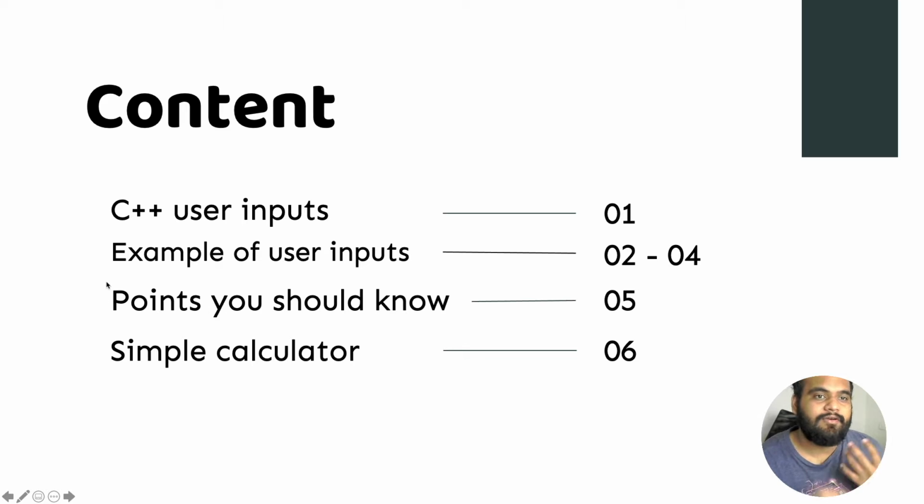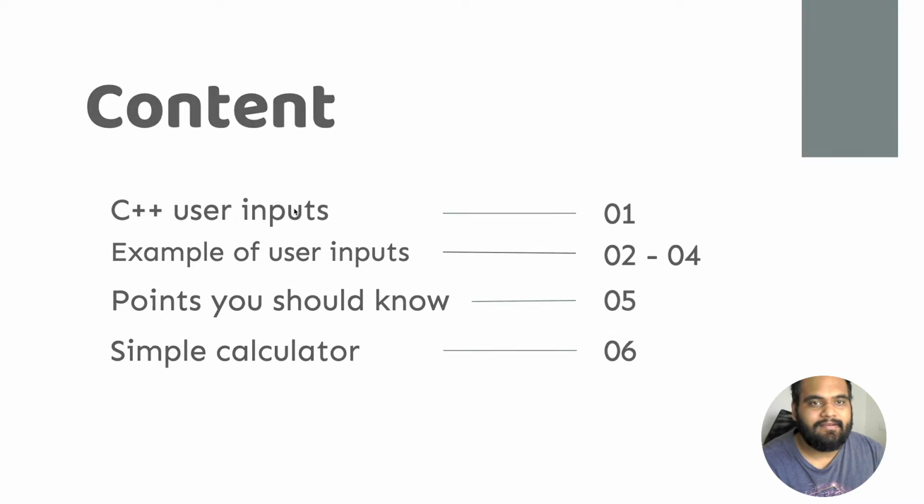direction. Firstly, we'll go into C++ user inputs. What are user inputs? How do you declare them? And what is the structure of these user inputs? Then we'll look at an example. How do you go about using user inputs? And then you should know some points. We'll cover those as well. And then we'll make a simple calculator. Very easy, very helpful. Let's get started.